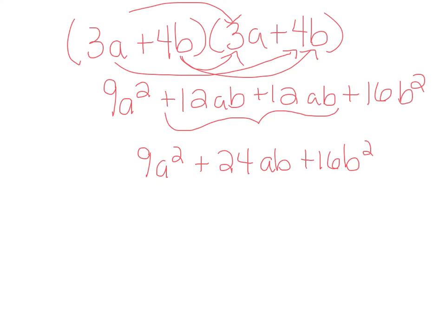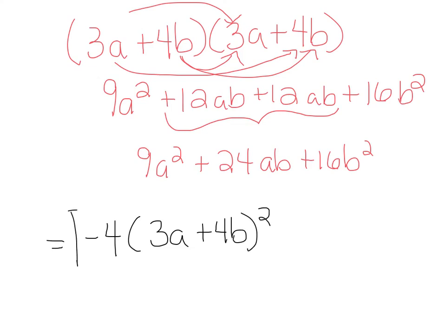My answer would be negative 4 times the quantity 3a plus 4b, squared. Even if you used the factoring by grouping method, you would still arrive at the same answer.